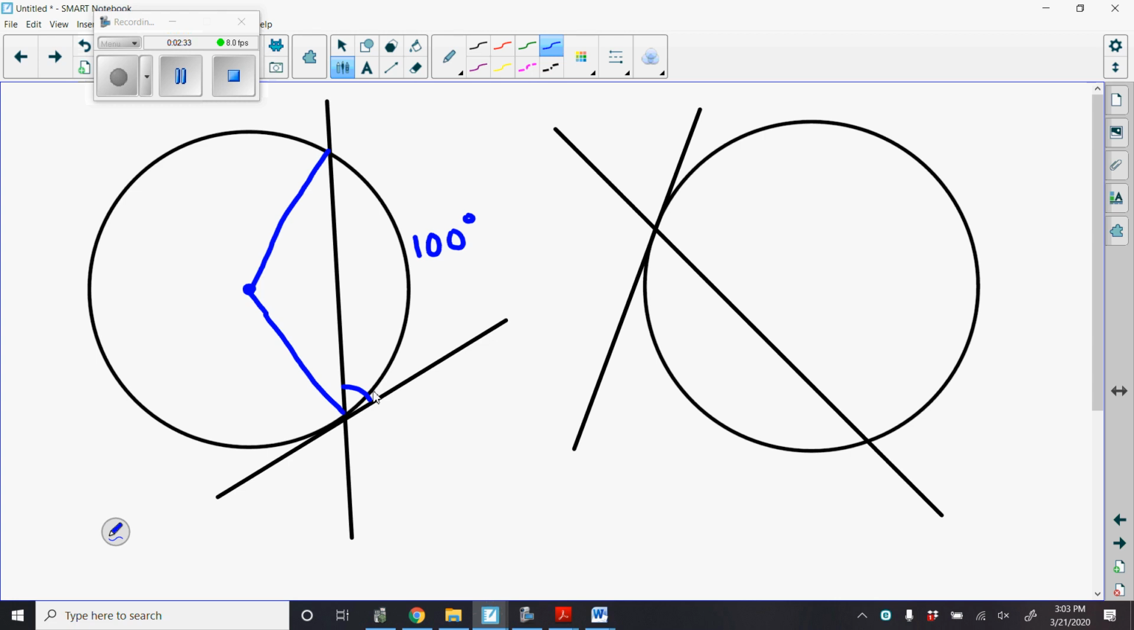Now, what we remember, this is good review, what we remember about a central angle is the central angle always equals the bend. Now, remember, I told you that was a pretty easy one, but a lot of people end up forgetting it. So this central angle has to have a measure of 100 degrees.